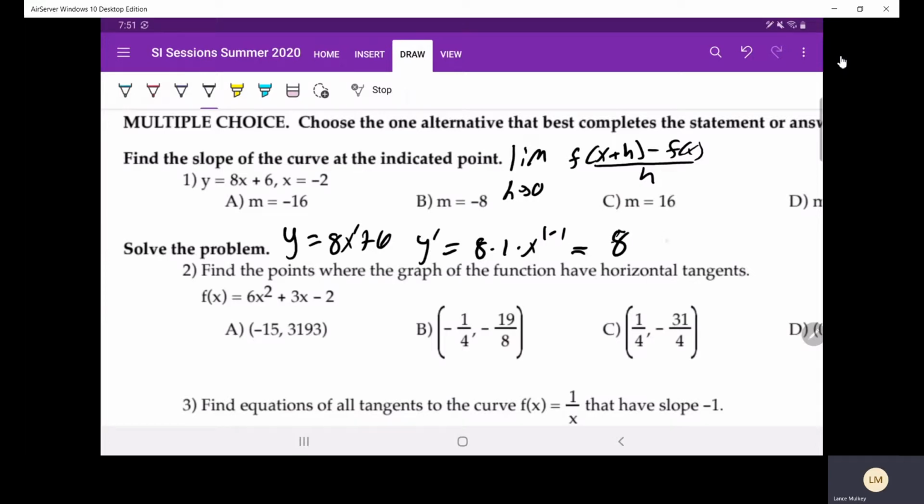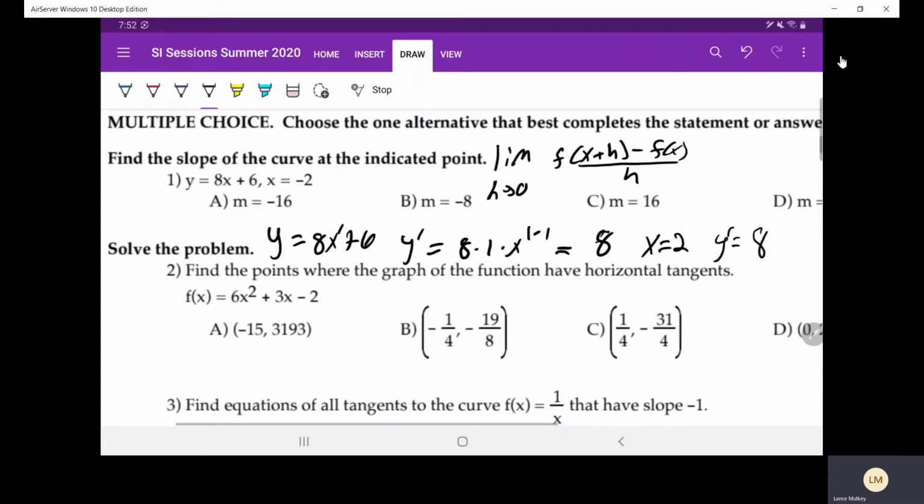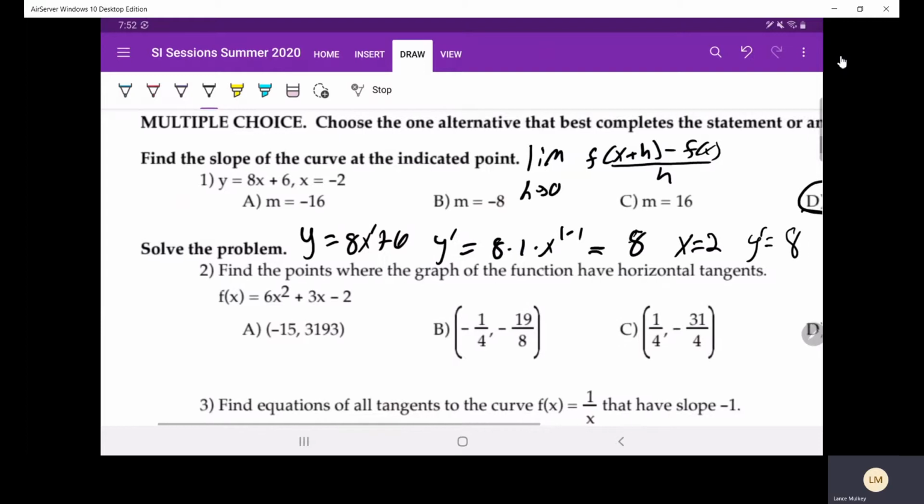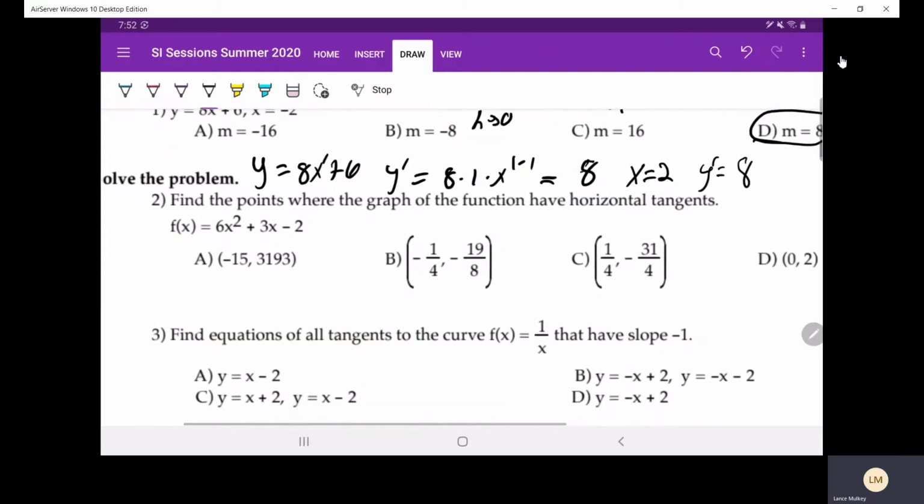And so we have a point x equals 2, so you plug x into the derivative to get the slope of the equation. Since there's no x, the derivative of the equation is only 8. So your answer is D. Okay, that was nice and simple.